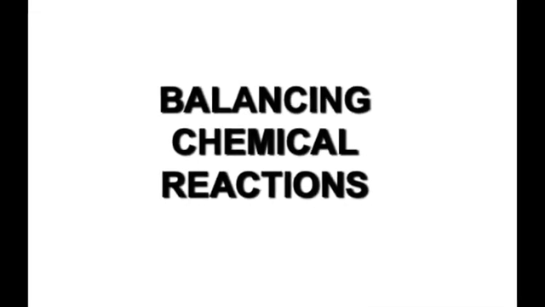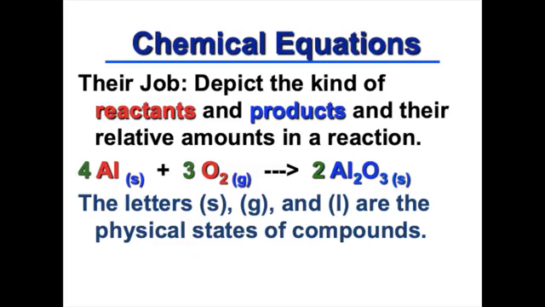Today we're going to be focusing on balancing chemical equations. Their job is to depict the kind of reactants and products and their relative amounts in a reaction. The letters S, G, and L are physical states of the compounds.